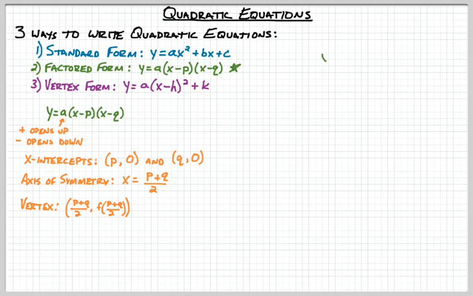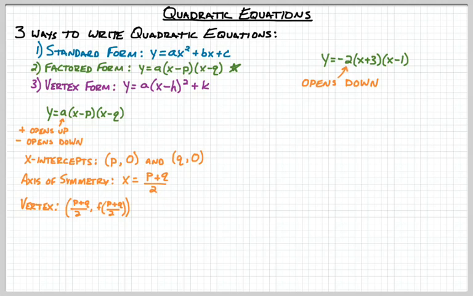All right, so let's look at an example. y equals -2 times x plus 3 times x minus 1. So this -2, that's a negative value, so that's going to tell us that it opens down. So we're going to have a downward facing parabola.